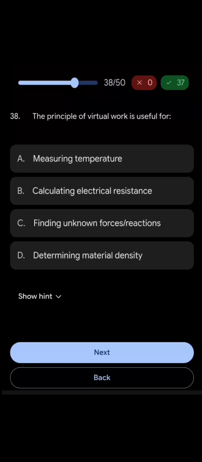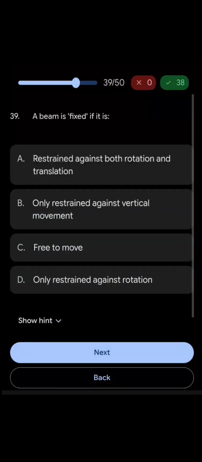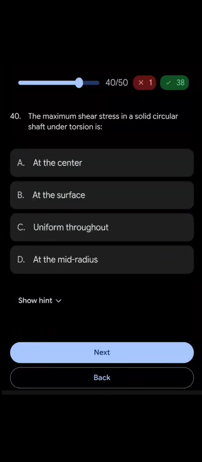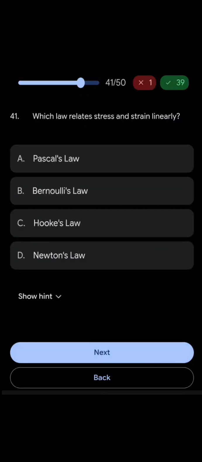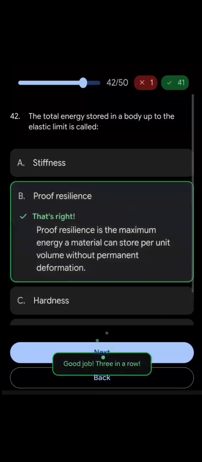The principle of virtual work is useful for finding unknown force reactions. The maximum shear stress in a solid circular shaft under torsion is at the surface. Which law relates stress and strain linearly? Hooke's law. The total energy stored in a body up to the elastic limit is called resilience.